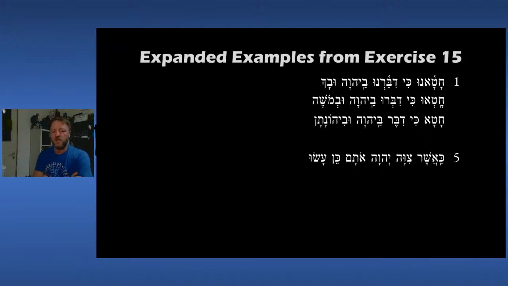Ka'asher, according to which. Ka'asher tziva, he commanded. Ka'asher tziva Adonai otam, according to which he commanded the Lord them. That is, just as the Lord commanded them, ken asu, thus they did. In other words, they did exactly as the Lord commanded them. And so, according to which the Lord commanded them, thus they did.